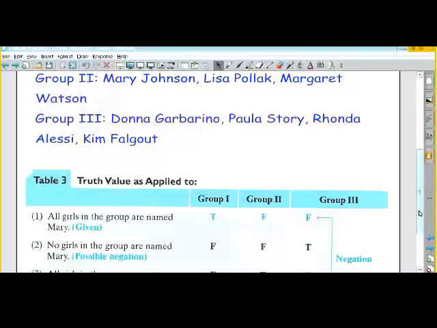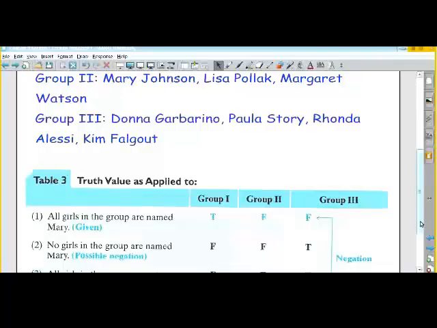And then the final one, yes, that's true. In group 3, no girls in the group are named Mary, so this becomes true. And if you look at the first group, which has all Marys, and the last group that has no Marys, the false statement becomes true and the true statement becomes false. But the one where we have just one Mary remains a false statement for both the original given statement and our possible negation. So that's not going to work.